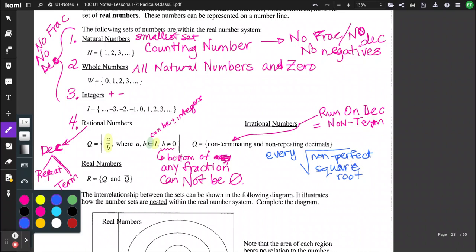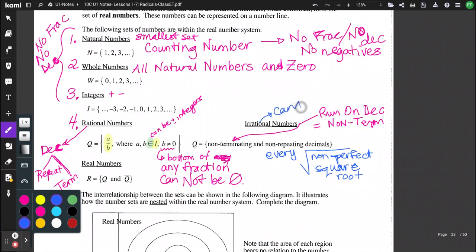So every non-perfect square root. Boy, I wish this would write nicer. So every non-perfect square root, so root 1, root 2, root 3, root 5, root 7, root 8, all of those are going to be run-on decimals every time. And what do we know about run-on decimals? We can never put them into fractions. Okay, so that's also the big thing here about rationals.